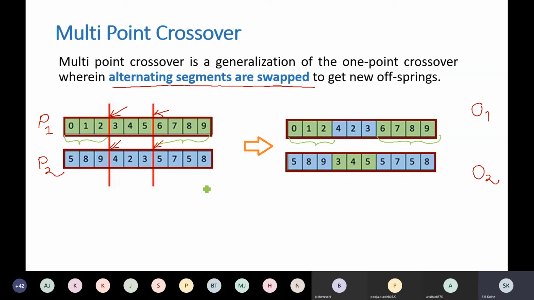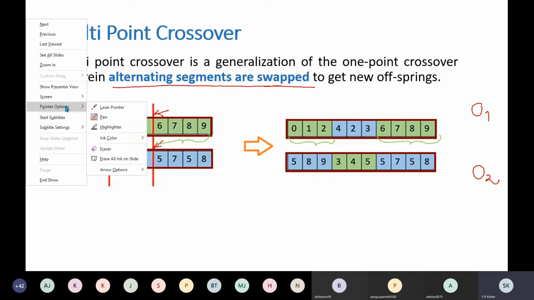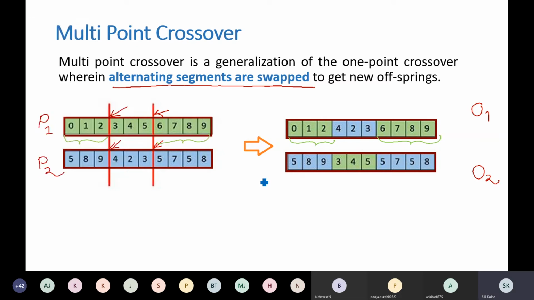Similarly, now in offspring 2, first and last segment will be as it is, as that of parent P2. Okay, and the middle segment, that will be replaced. So 5 8 9 as it is, 5 7 5 8 last segment in parent P2 as it is in offspring 2, but middle one that we will inherit from parent 1, that is 3 4 5. So instead of 4 2 3 we will have 3 4 5.